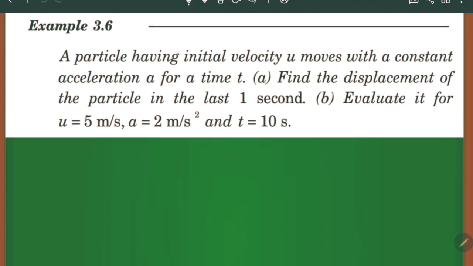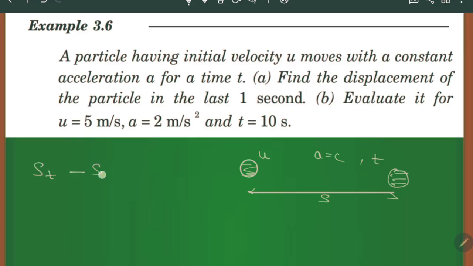Right? A particle having an initial velocity u moves with a constant acceleration a for a time t. Suppose this is a particle that has an initial velocity u, moves with a constant acceleration for a time t. Find the displacement of the particle in the last 1 second. Last 1 second means distance traveled in t seconds minus distance covered in t minus 1 seconds. You have to find this.